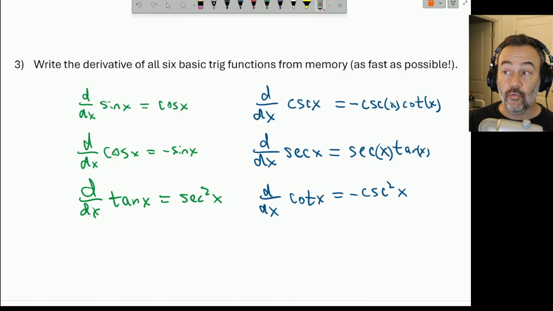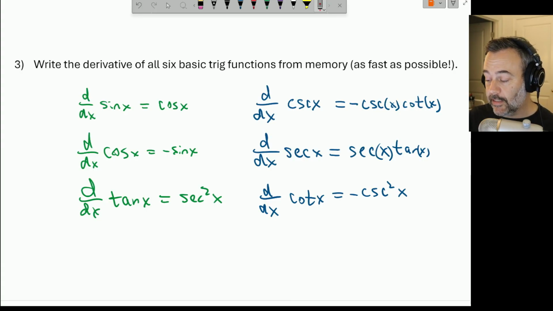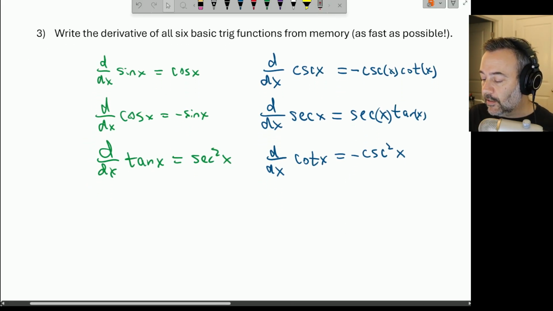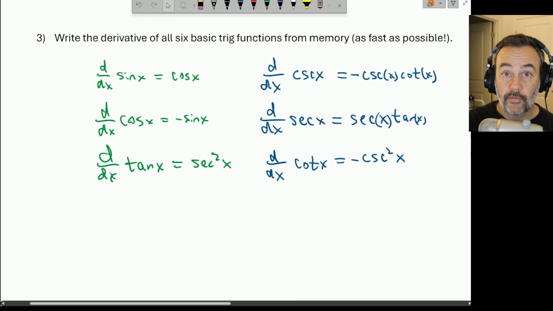You should be able to just write the derivatives of these from memory instantly, and you shouldn't need to rederive it unless you're specifically asked to prove it with a quotient rule or something like that, like we did in class. Okay, that's all for this video. I'll do a few more with a few problems off this set.